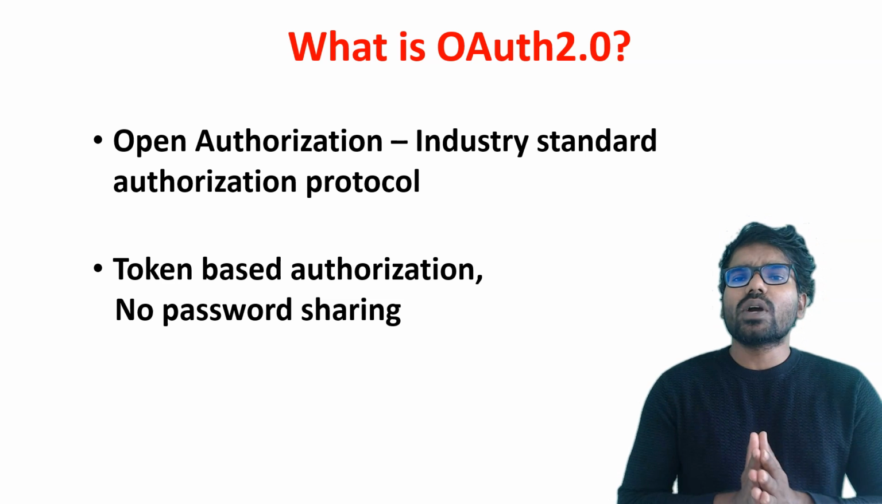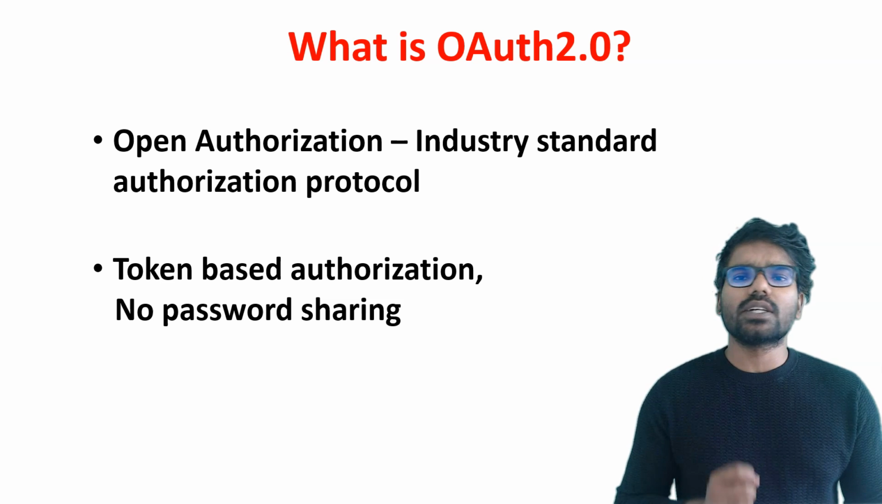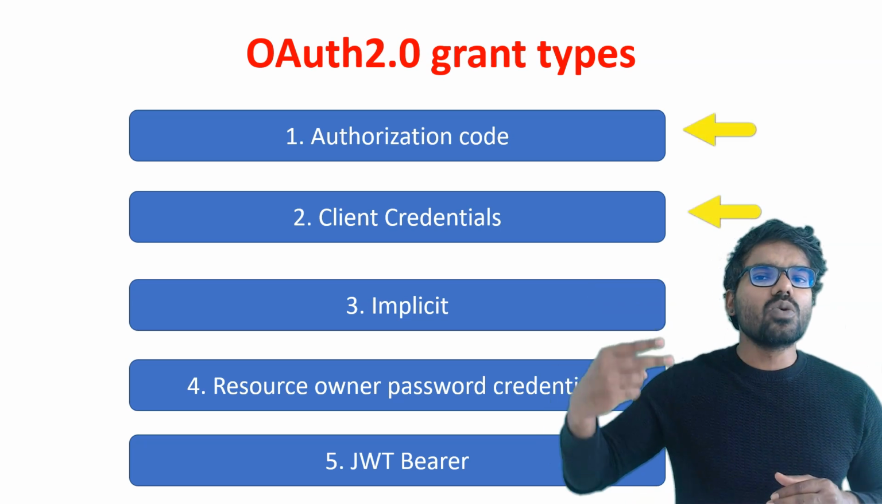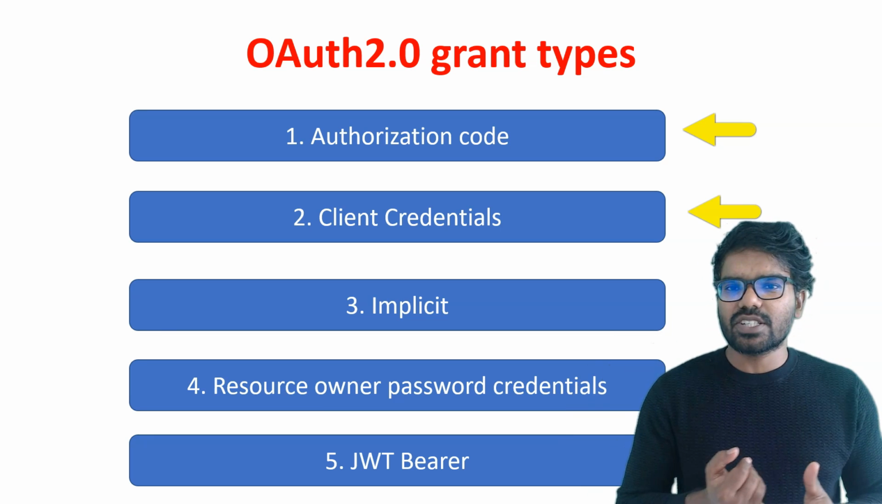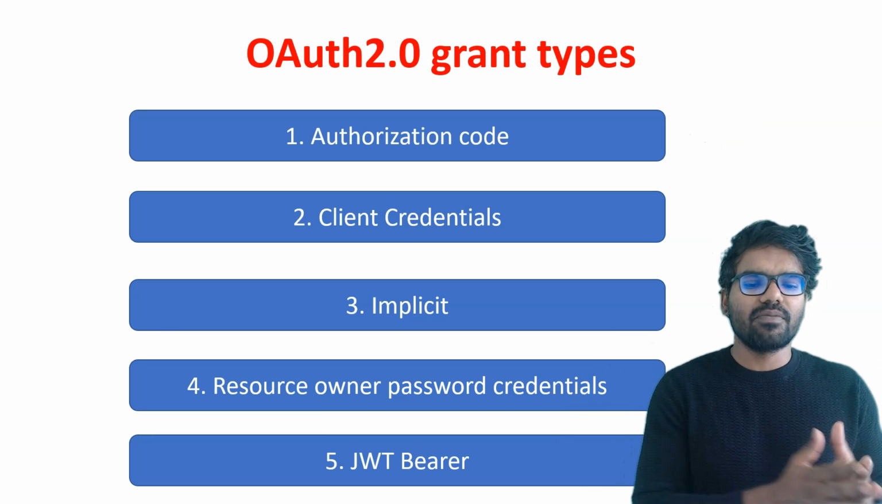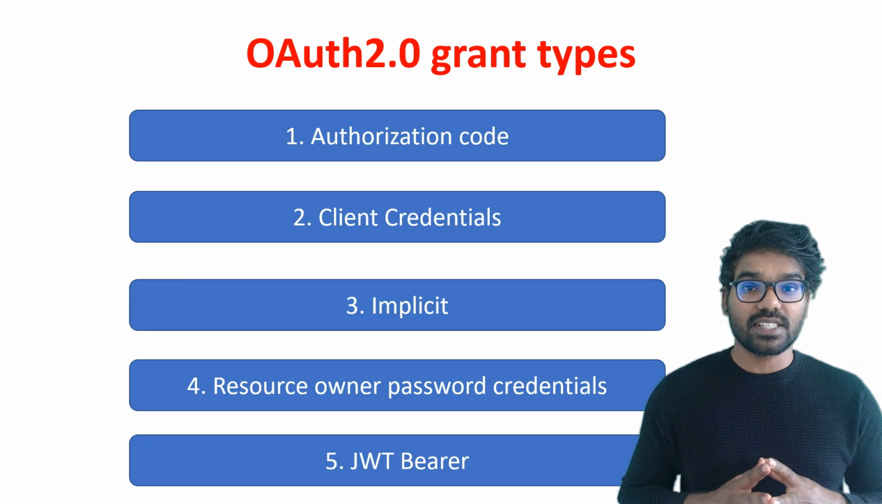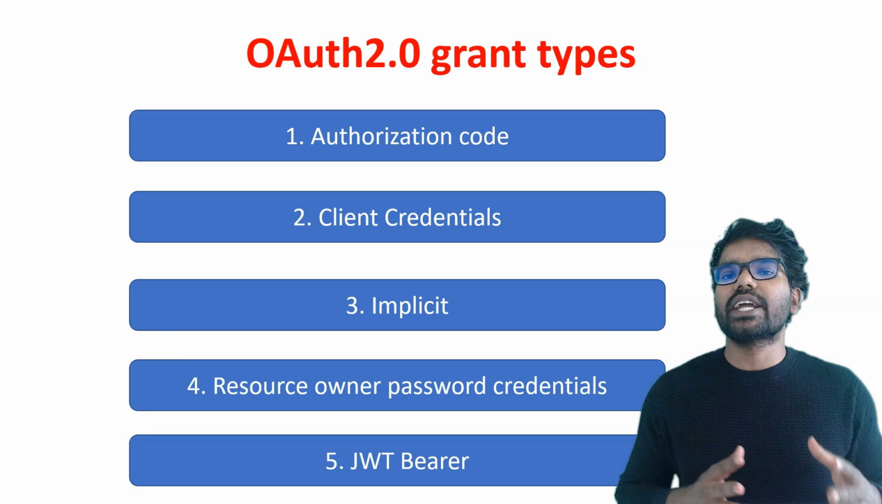Okay, now let's look at the different grant types that OAuth 2.0 uses. There are around 5 grant types. The first two are the most commonly used: authorization code and client credentials. Then we also have the implicit grant type, then resource owner password credentials. And finally, we also have JWT bearer.